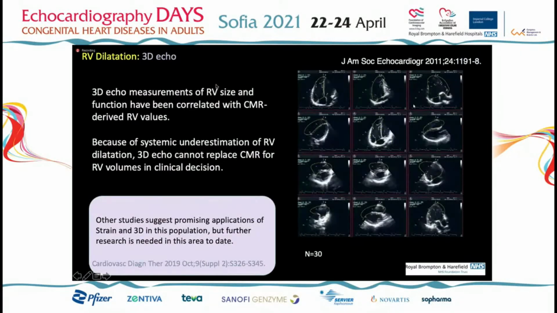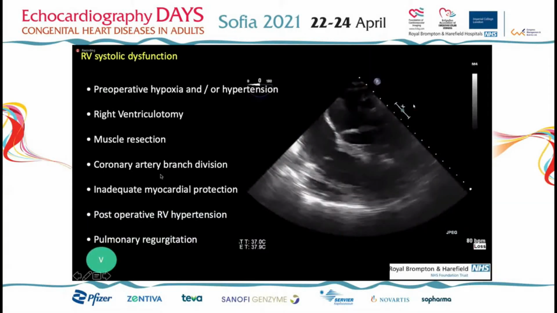So some studies have suggested that 3D could play a role in the estimation of the right ventricular volumes and function in patients after tetralogy of Fallot. And this is a study published in 2011 in JASE, but other more recent studies suggest that it can have promising applications in patients with tetralogy of Fallot. The problem of these studies and of 3D in tetralogy of Fallot is that it has not been demonstrated to be superior to the estimation of the volumes and function by CMR. So that's why they are not standardized techniques to date, but they are fields for further research in the future.